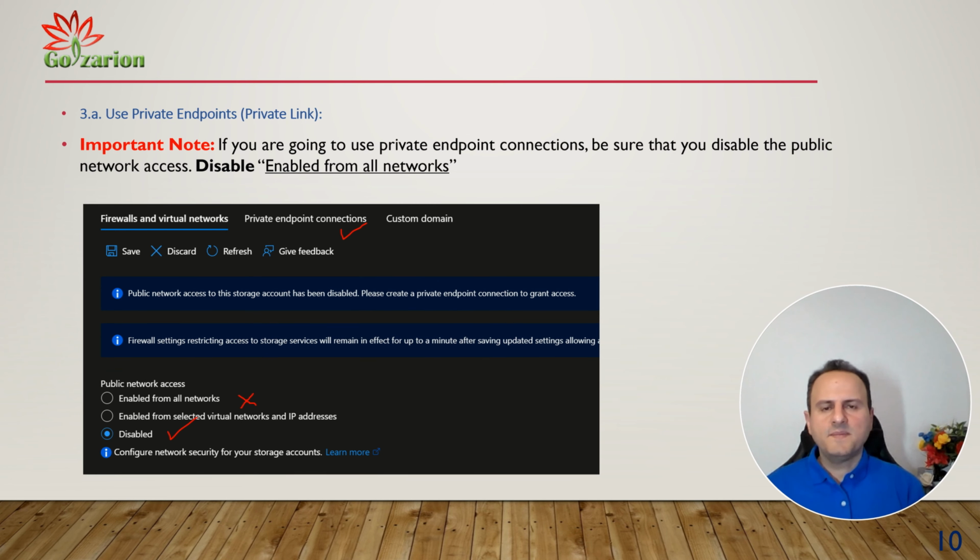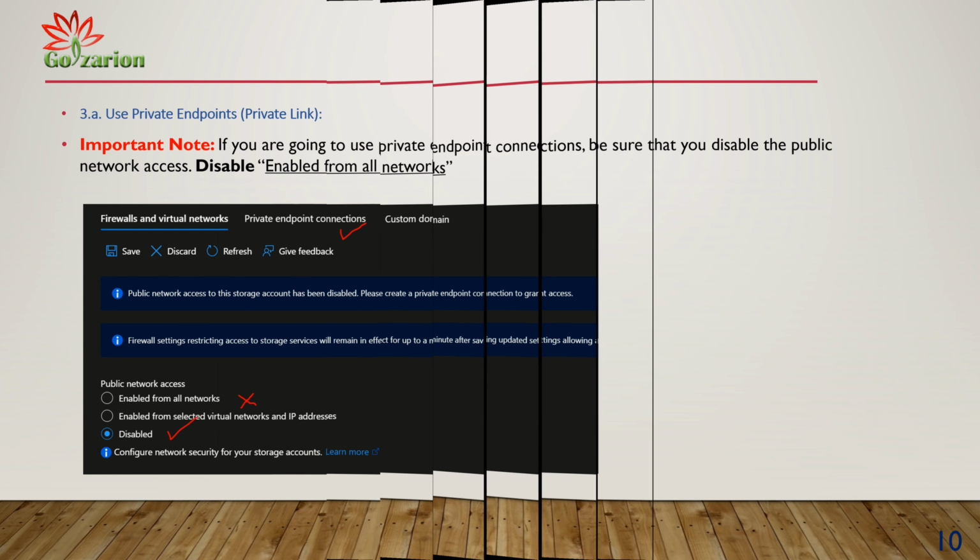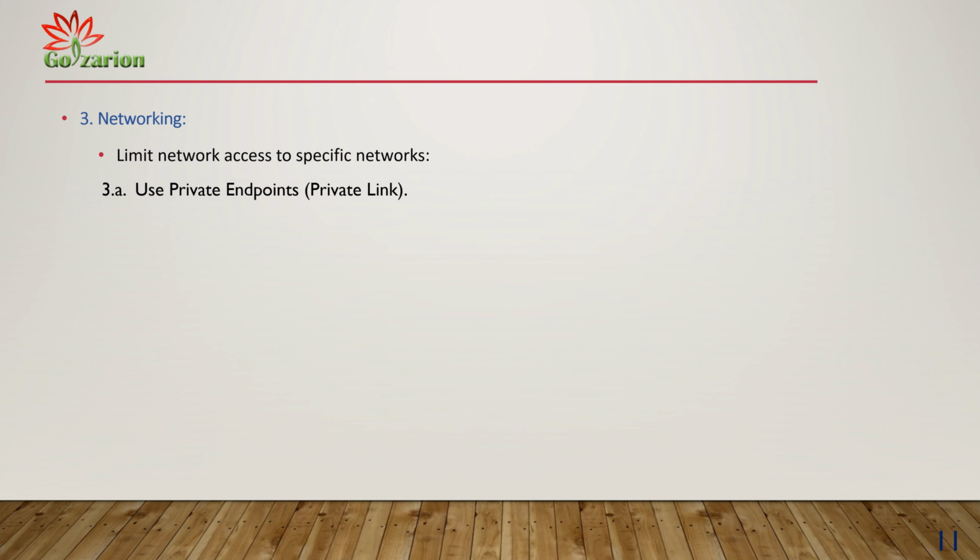To address a common mistake that I have seen in many organizations, if you are using private endpoints, be sure that you disable the public network access. Other important network security topics for storage accounts are: configure a storage account firewall to restrict access to only trusted networks. If you have to use VNet, limit access to specific IP addresses or ranges. You can also block access from all networks except those explicitly allowed.